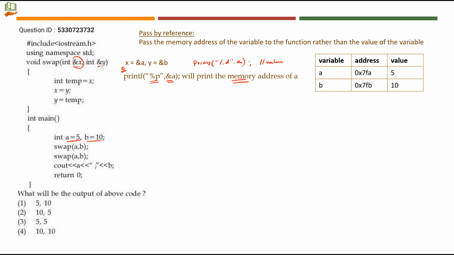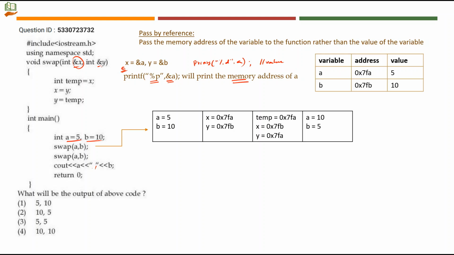Now we are getting into swap of a comma b. So what does this swap do? Initially a is having 5, b is having 10.